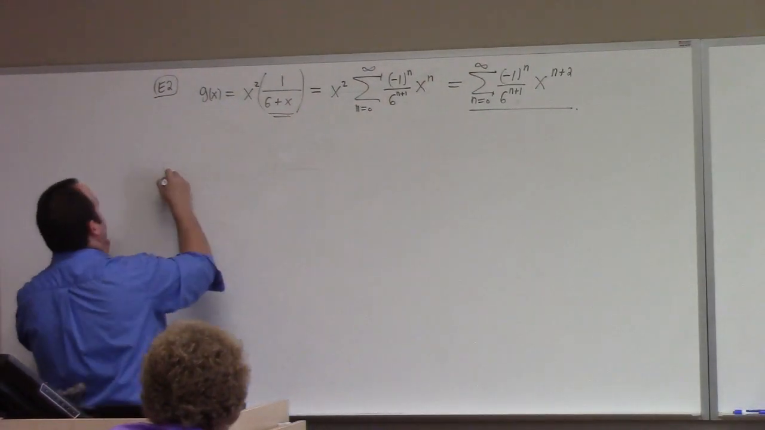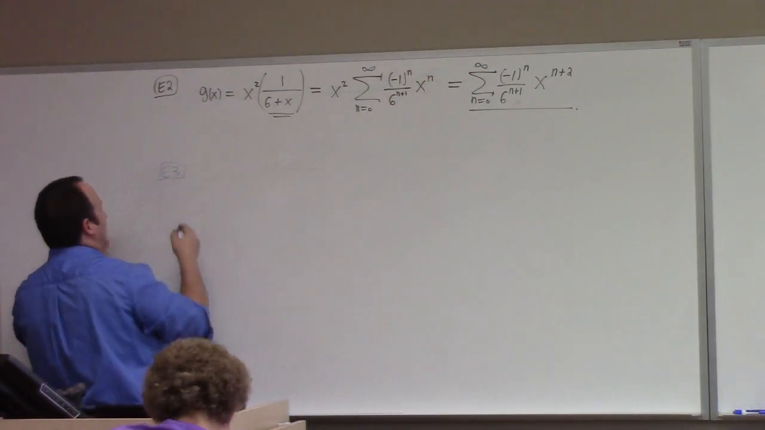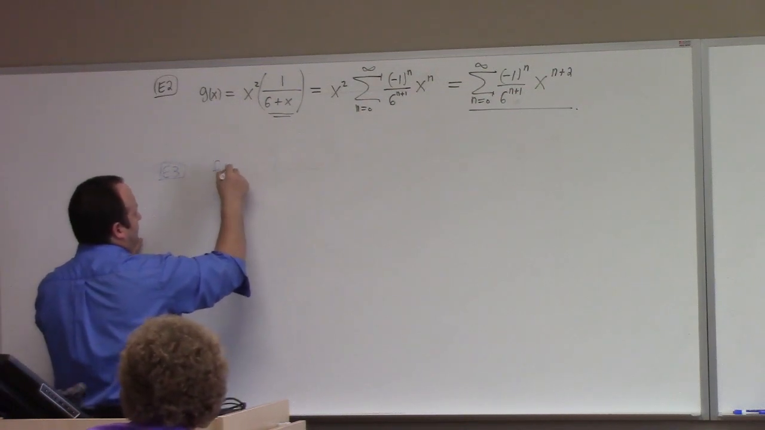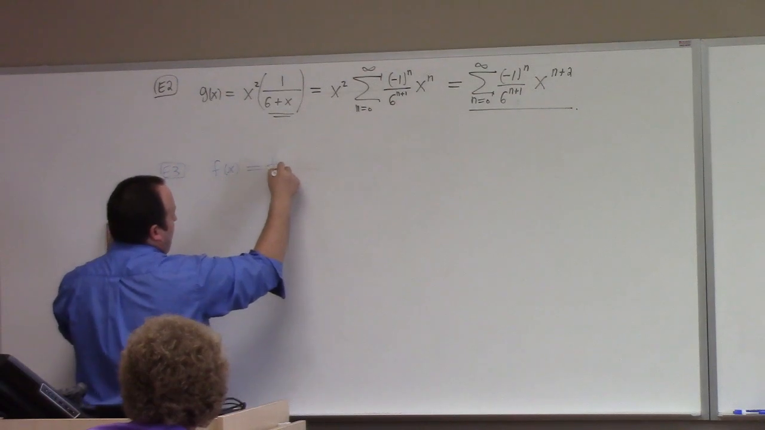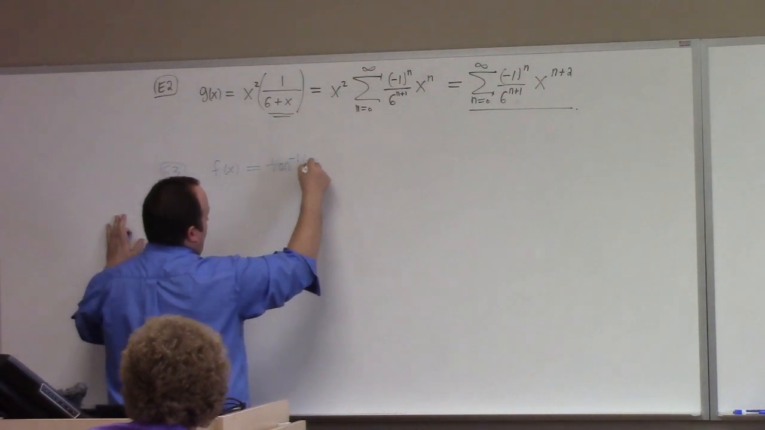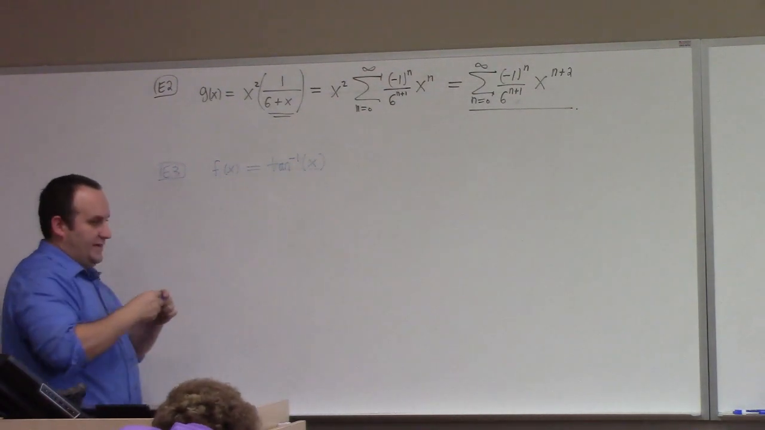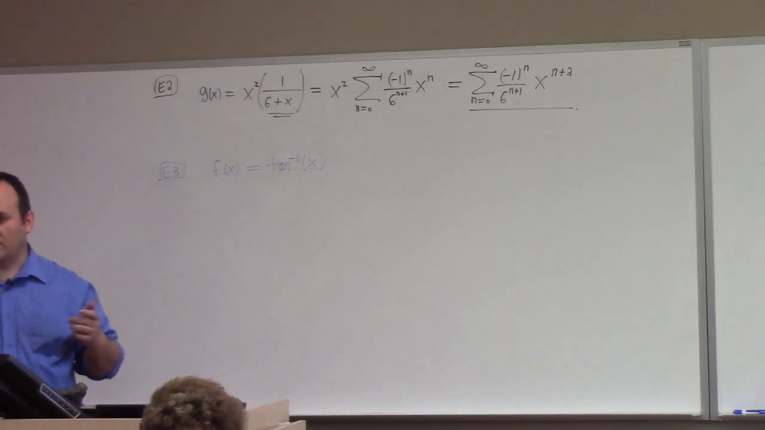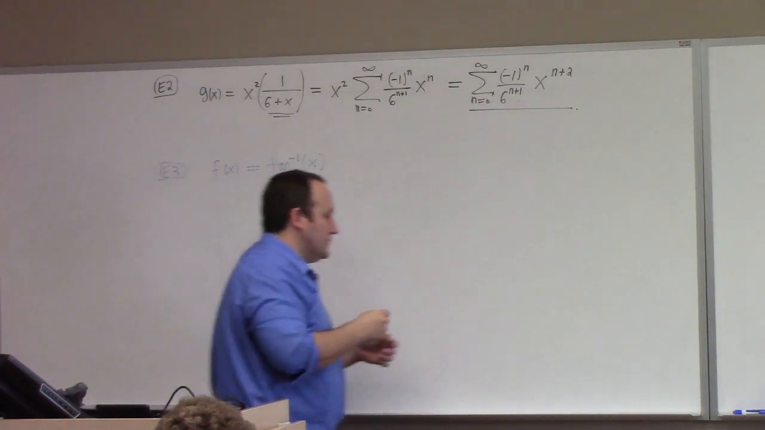Example 3. So I'm going to go back to something we did last time. So consider f of x equal to the inverse tangent of x. Now, I guess my question to you would be, do you want to calculate the Taylor or the Maclaurin series of that directly?